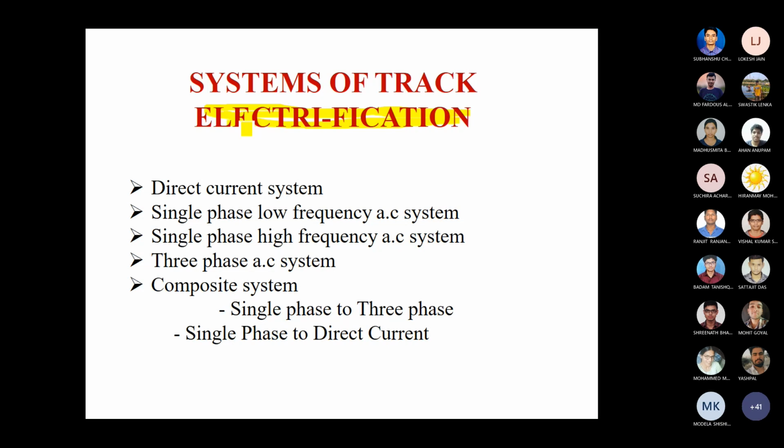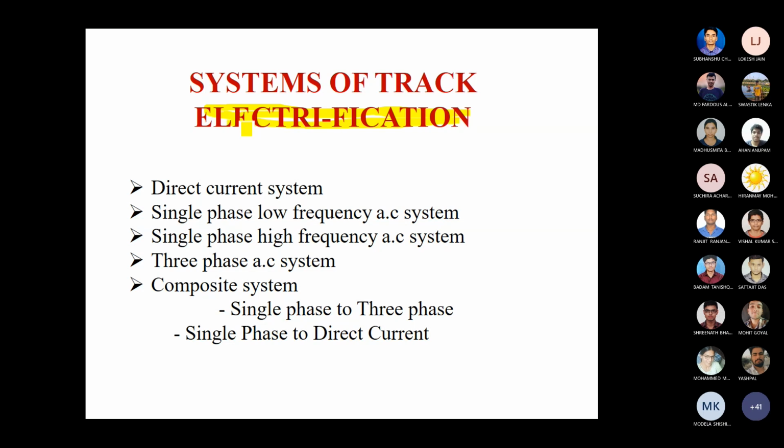Then there is the three phase AC system. If you use a control system with three phase configurations, that is also possible, and in that case we have to design some specific calculations. So everything is there, single phase and three phase. Right now, single phase is the most common and most popular.